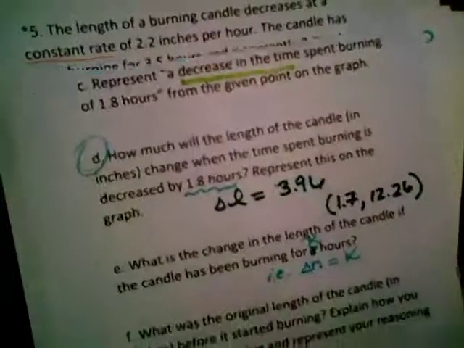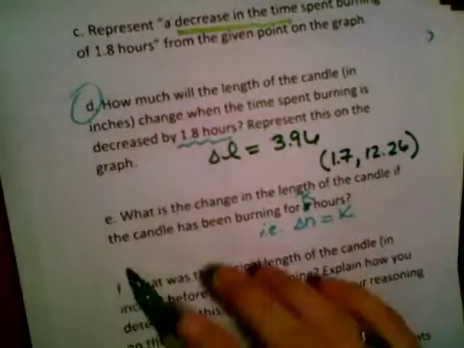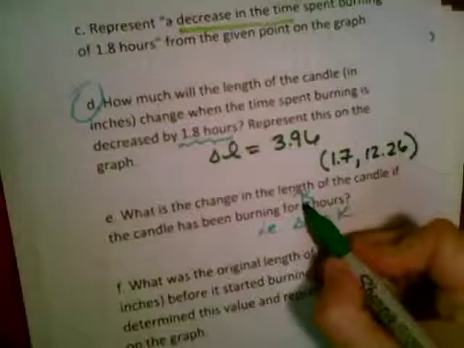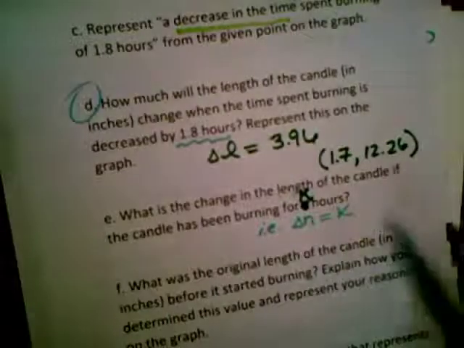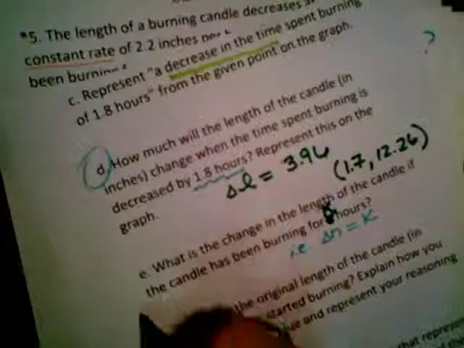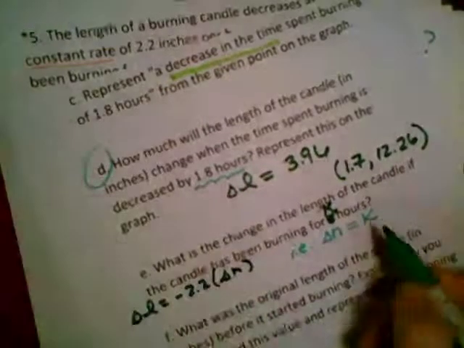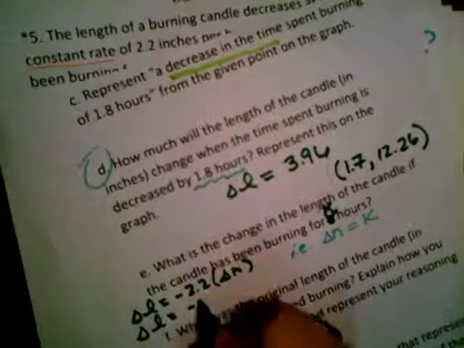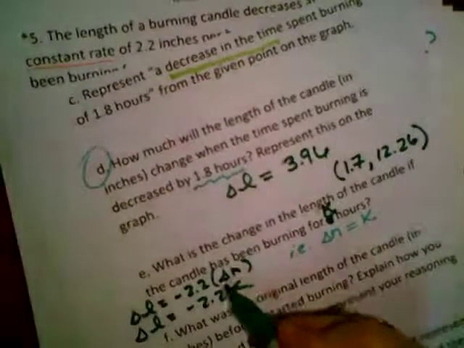Okay. Part E has us generalize the process we just did. And Part E asks, what is the change in the length of the candle if the candle has been burning for so many hours? Well, I didn't like the variable or the parameter they chose, so I let K be the hours. I let the change in N be K hours. Well, now this is no problem. We know that change in L is always negative 2.2 times change in N. And so if the change in number of hours is K, change in L will be negative 2.2K. And we have a variable or a parameter taking the place of delta N.